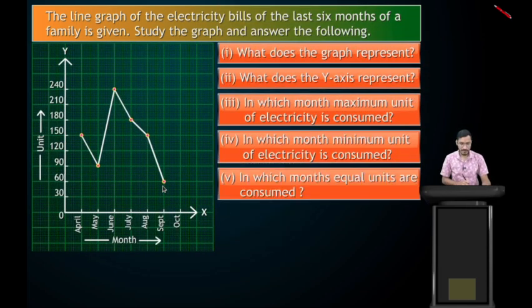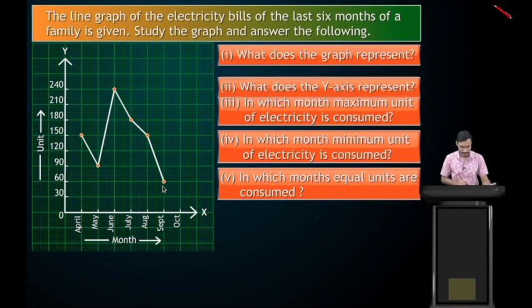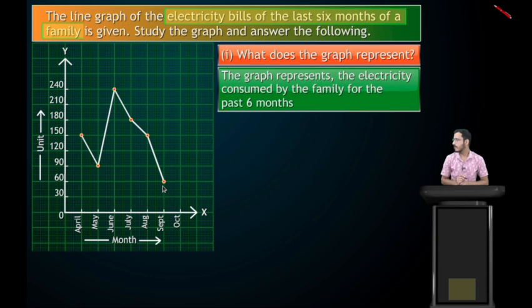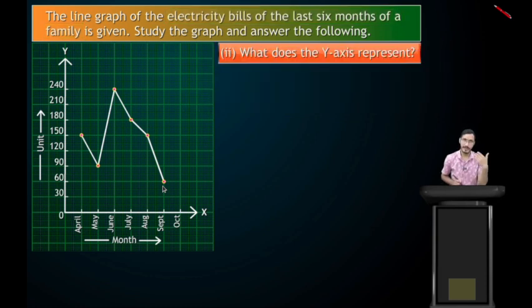So now we will find the answers to these questions. What does the graph represent? Can you tell me? Students, you can see that the x-axis shows month and the y-axis shows unit. So the graph represents the electricity consumed by the family for the past 6 months.